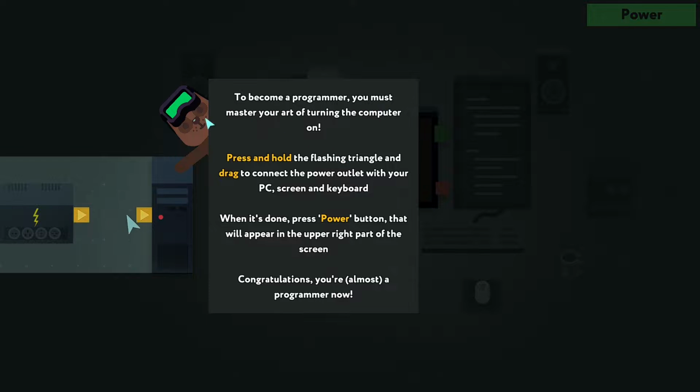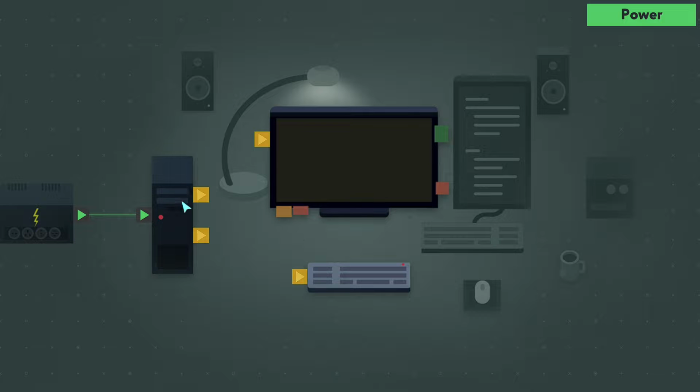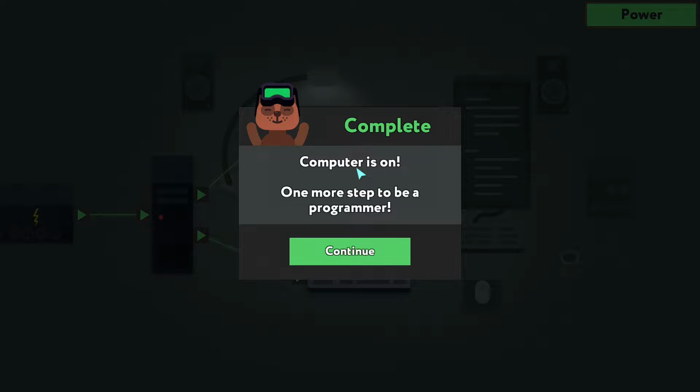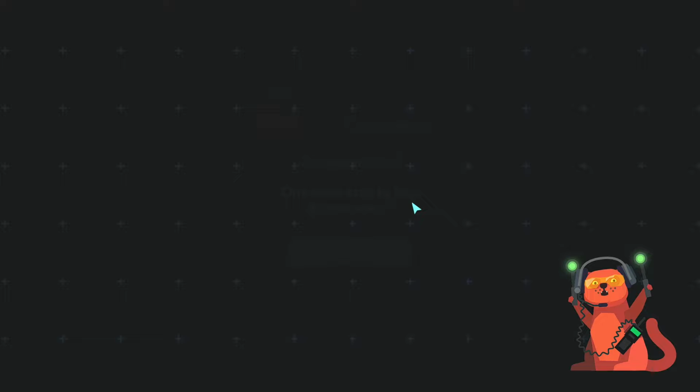To become a programmer, you must master the art of turning your computer on. Yes, that is important. Press and hold the flashing triangle and drag to the power outlet to connect the power outlet with your PC screen and keyboard. When it's done, press the power button that appears in the upper right corner of the screen. It's up here. Congratulations, you're almost a programmer now. Oh, okay. So I have to drag all of the power to everything. Power. Aha, power! Power has arrived. Oh, it's Windows XP. Excellent.